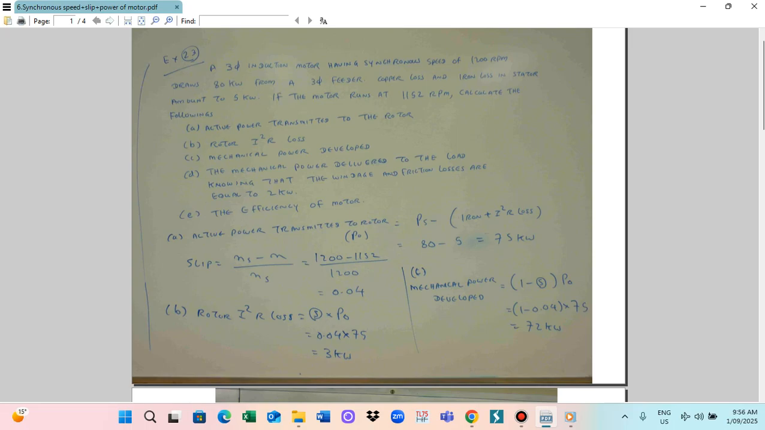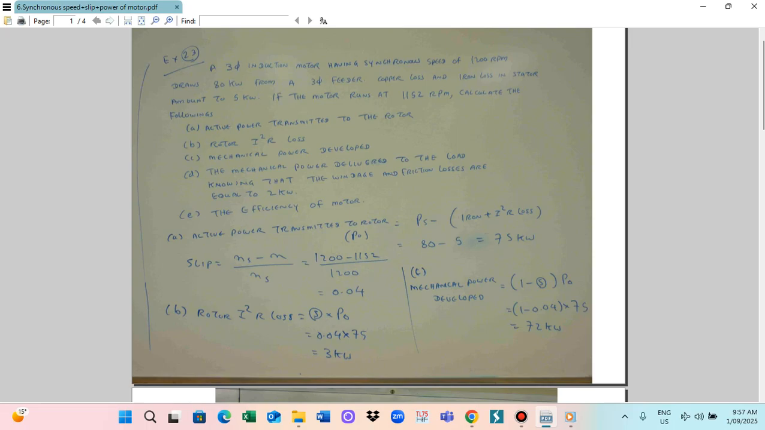The input power is 80 kilowatts from the three-phase feeder, and the copper and iron loss combination is 5 kilowatts. So you get 75 kilowatts. The power output is 75 kilowatts.